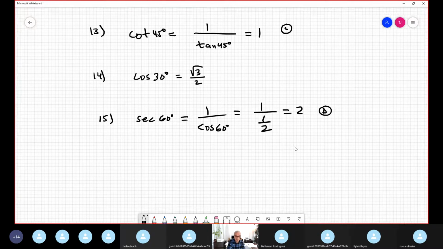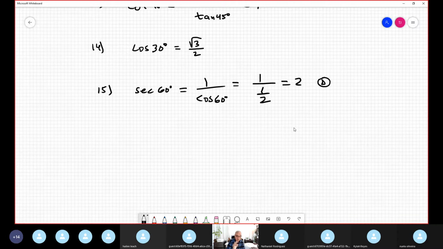So I never in my life memorize secant, cosecant, and cotangent. I use the identity. I memorize only sine, cosine, and tangent maybe. Si you don't know, you divide sine divided by cosine, and cotangent is cosine divided by sine.